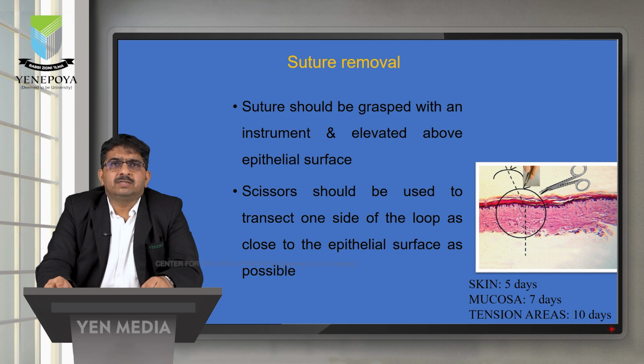Whenever we remove the suture, we should remember that the part of the suture that is exposed outside the wound can be contaminated. So, when we remove the suture, it should not allow the passage of this contaminated suture material into the tissues. We should always grasp the suture, elevate it on the epithelial surface, and cut very close to the epithelial surface and remove the suture.